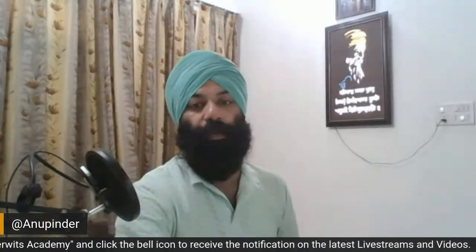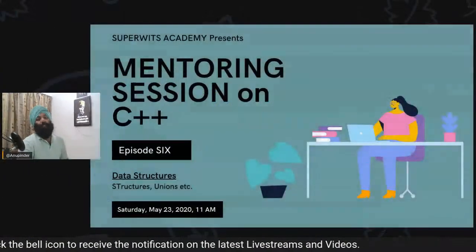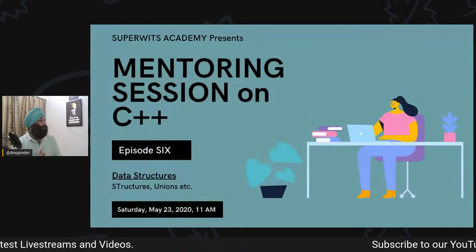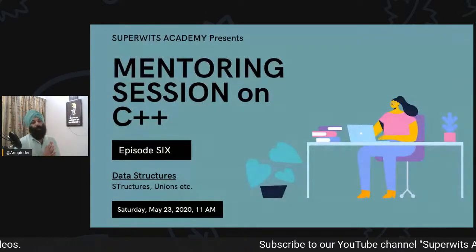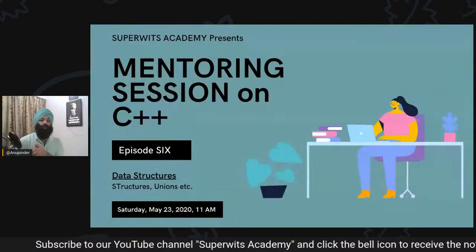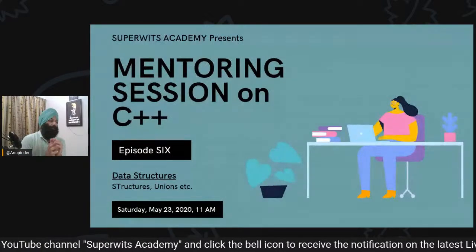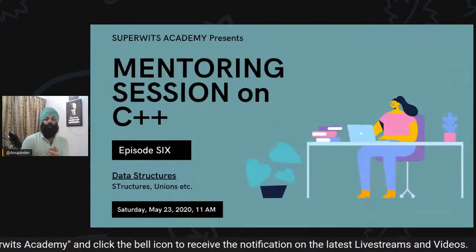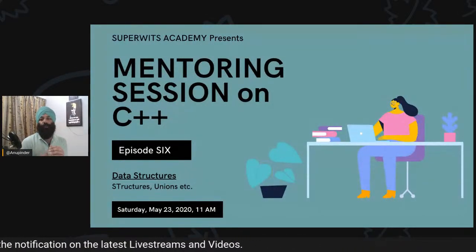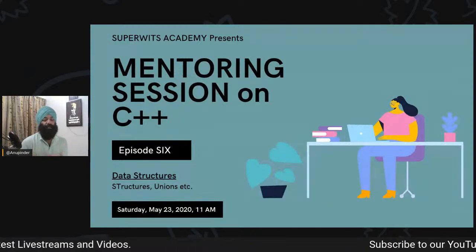And today we are going to cover a topic relevant to data structures. We will be covering the concept of dynamic memory allocation, structures, and unions, and we will also look at how we can put an alias on any built-in or user-defined data type.